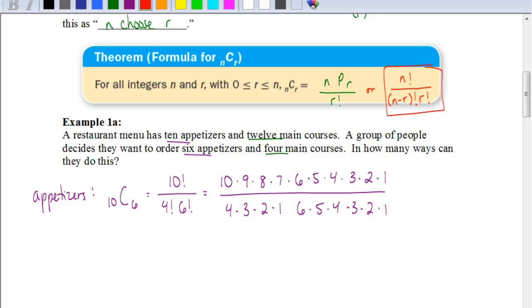To simplify this, we're going to see what we can cancel out from the top and from the bottom. So I see that I have 6 all the way down to 1 here in the denominator. I also have 6 all the way down to 1 in the numerator, so those would cancel each other out.